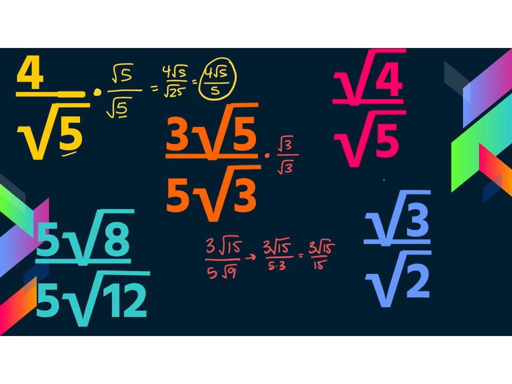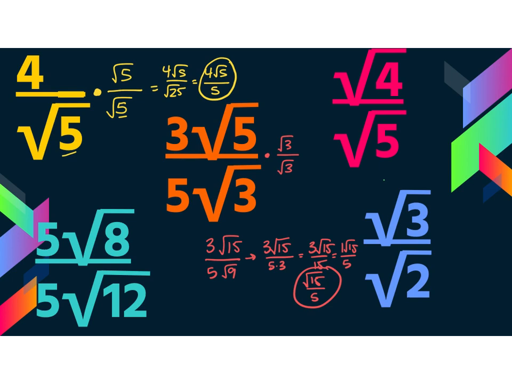And I look at 3 and 15, and I can simplify those by dividing both by 3. So I have 1 square root of 15. 15 divided by 3 is 5. And to write it in the simplest form, we're going to get rid of that 1. So we have the square root of 15 over 5.